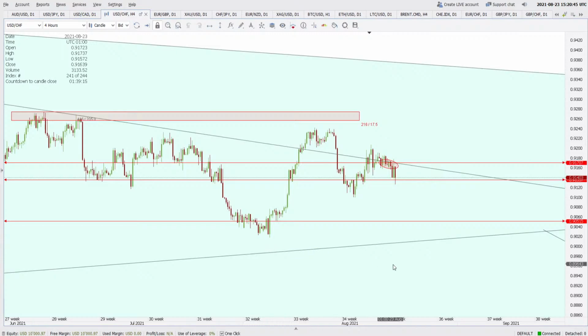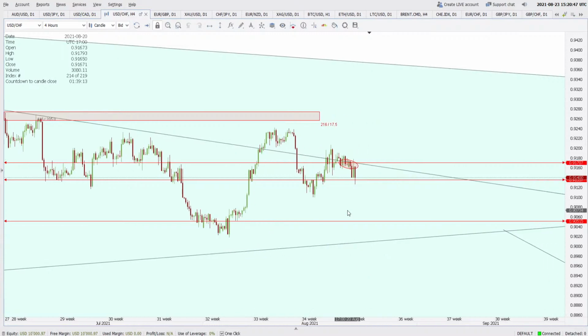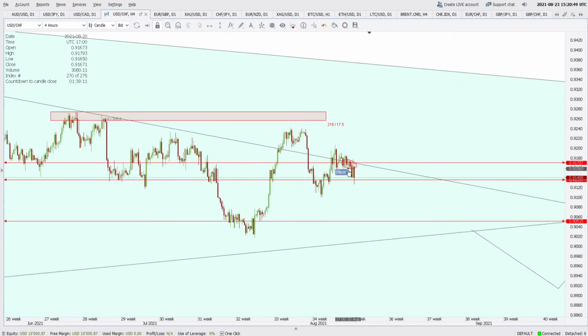Talking about the USD CHF. This zone is a selling zone.